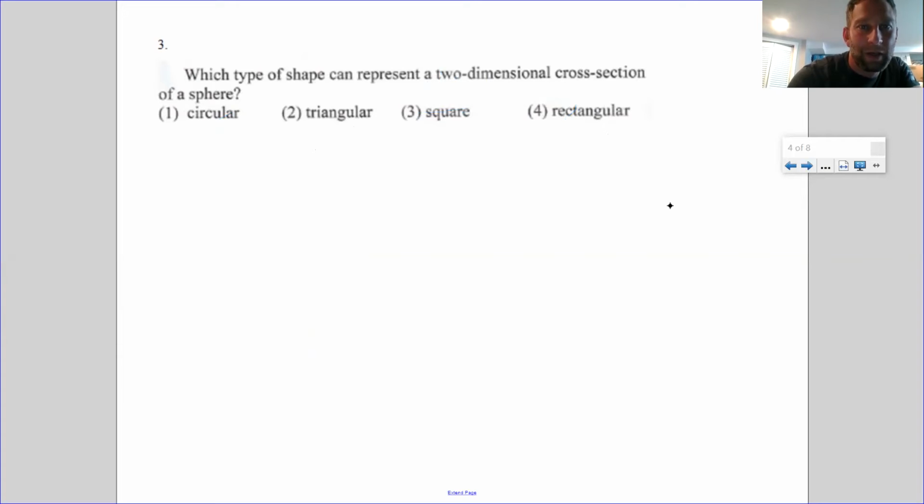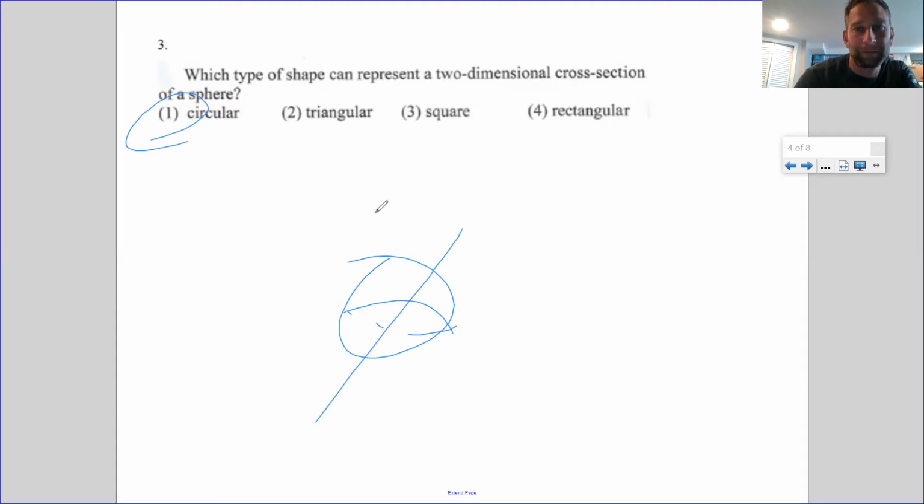Which type of shape can represent a two-dimensional cross section of a sphere? Again, there's only one possible cross section of a sphere. No matter how I cut it, I end up with a circle.